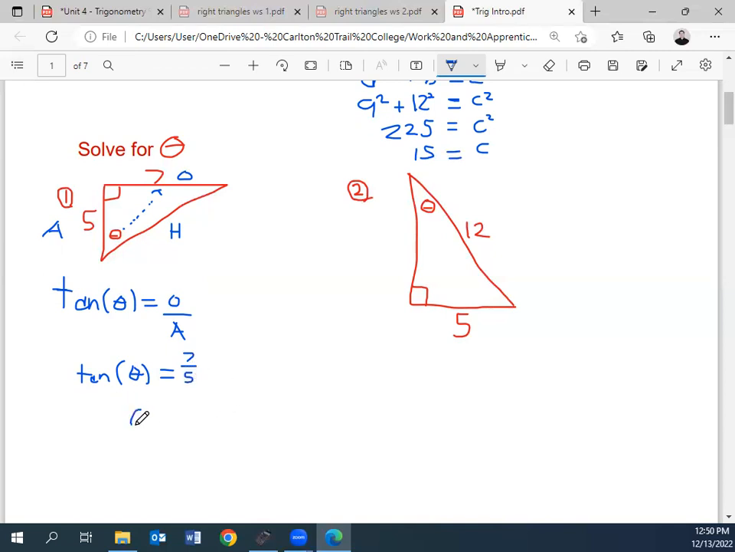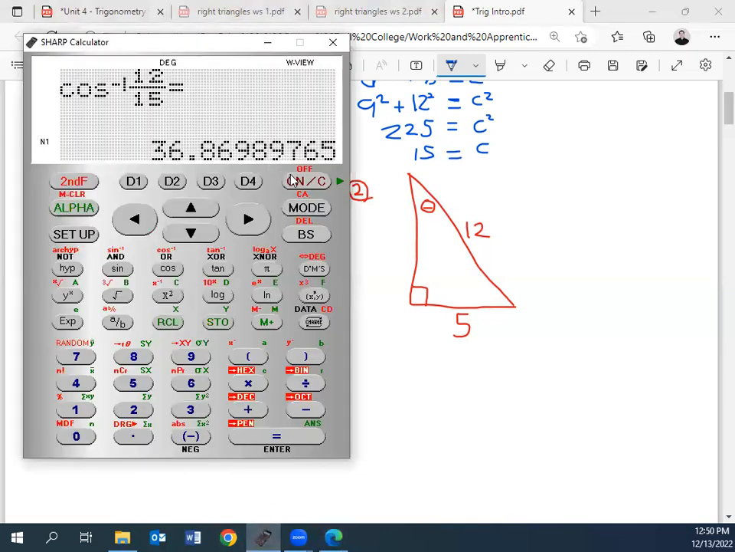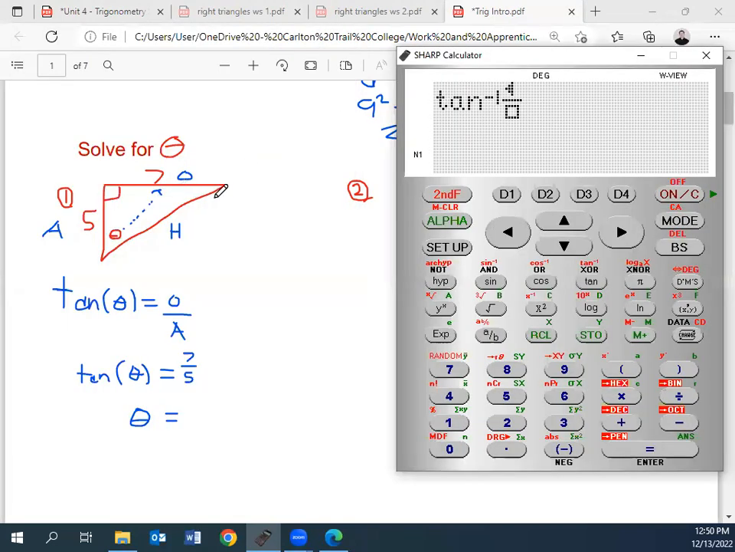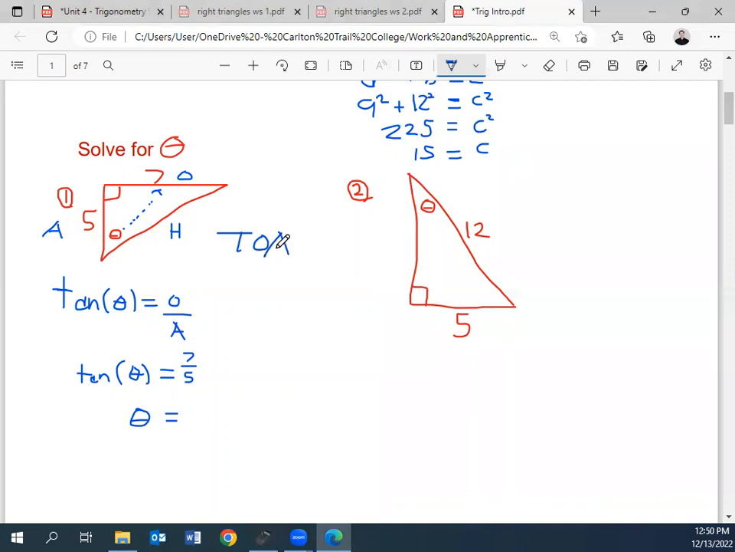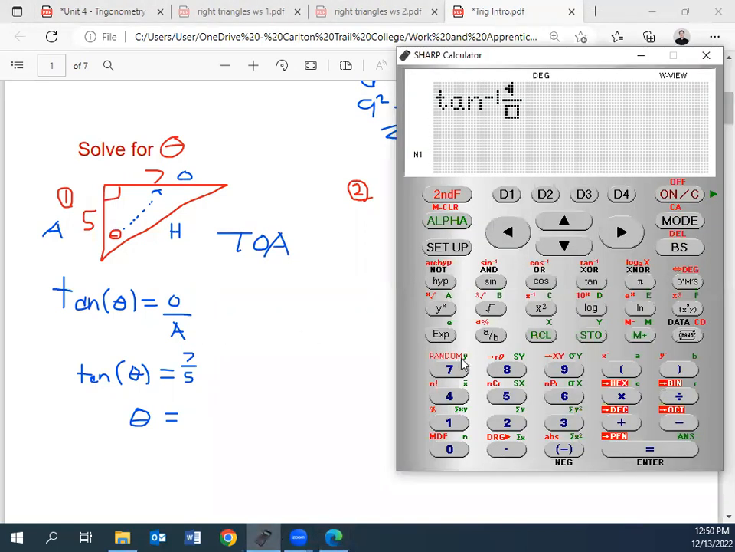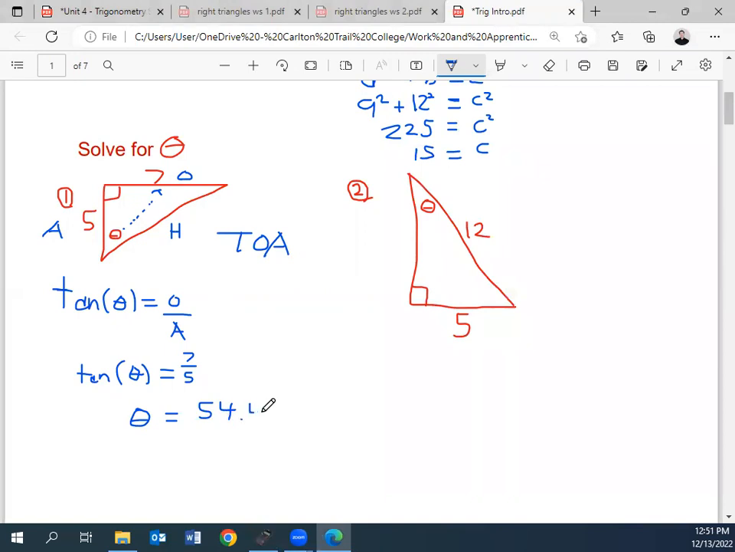And then I just take the inverse of it, because now I'm trying to get the angle, theta, all by itself. Would it be 5/7? No, it would be 7/5 because it's TOA, so it's the opposite over the adjacent. Okay, and if I do that, I get my angle, which is 54.46 degrees.